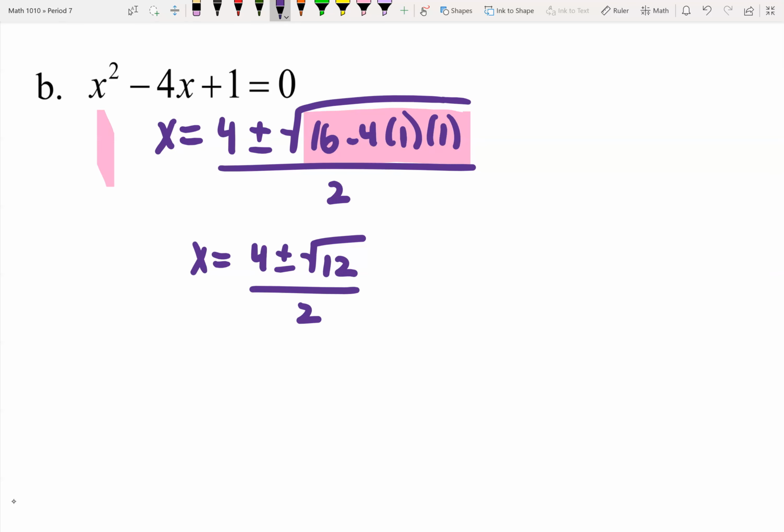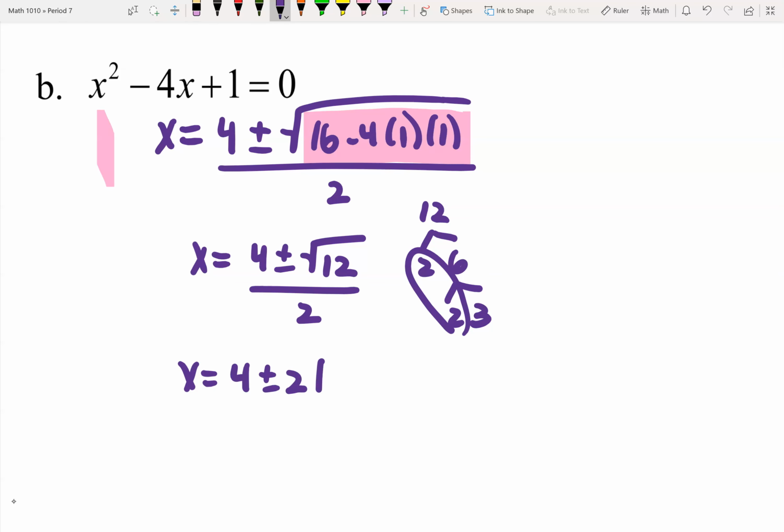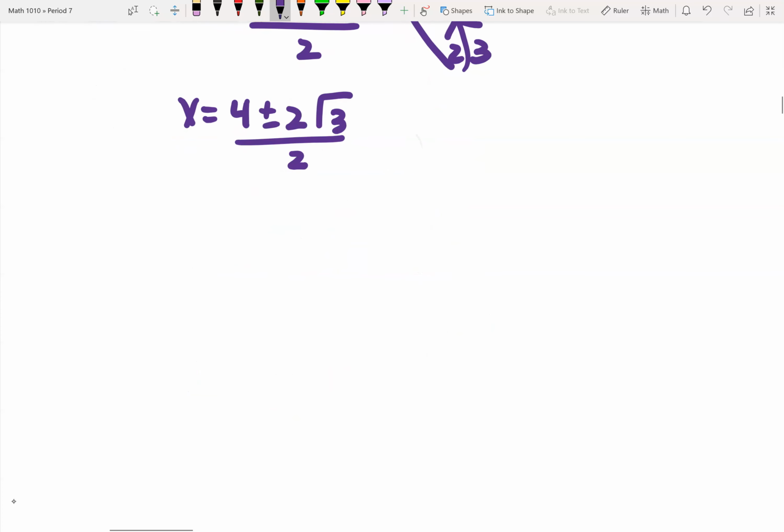When you do, you get x equals 4 plus or minus the square root of 12 over 2. Are we done? No. What do we do? See the 12. So 12 is 2 times 6. 6 is 2 times 3. These two 2's come out. So you have x equals 4 plus or minus 2 square root of 3 all over 2. Now you're going to start understanding why we started the lesson the way we did. How many people do I have? 3. Can I reduce? Yes.